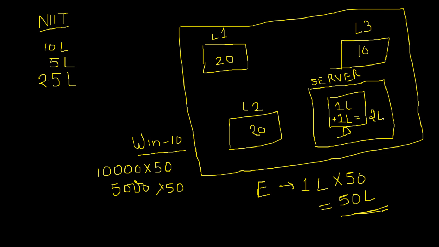Okay, now the server is ready. Now what will happen? The network person will connect all these 10 computers with the server machine, all these 20 computers with the server machine, and all these 20 computers with the server machine. Okay, so with the help of this server machine, each and every computer of the institute can access the copy of the software from this server machine.